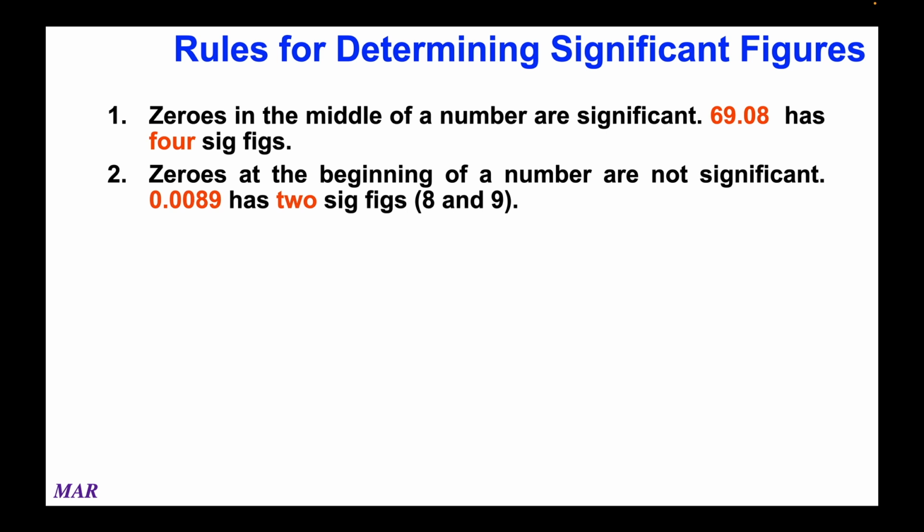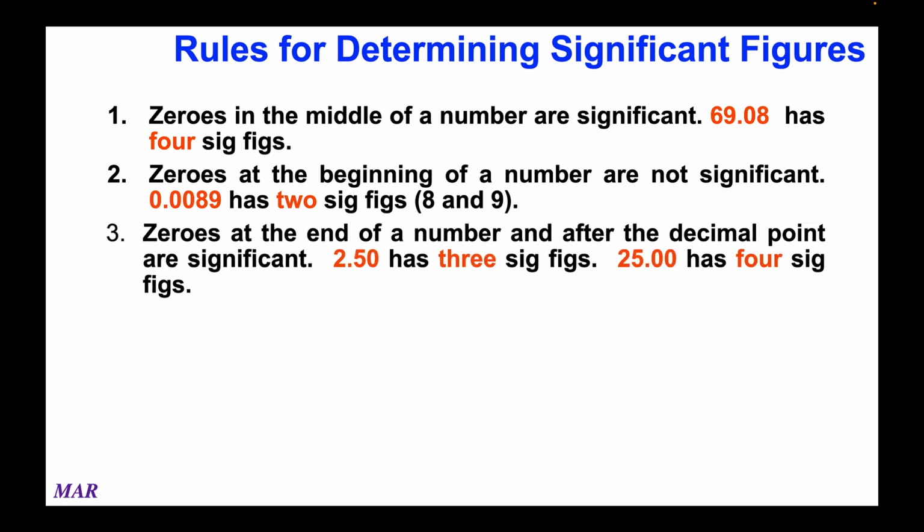A quick and dirty way to figure these things out is just to put them in scientific notation. All the initial zeros go away. 8.9 times 10 to the minus 3 would be your value. Only the 8 and the 9 are significant. First zeros usually don't count.